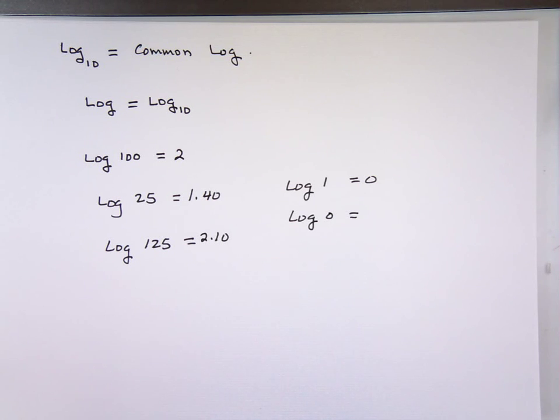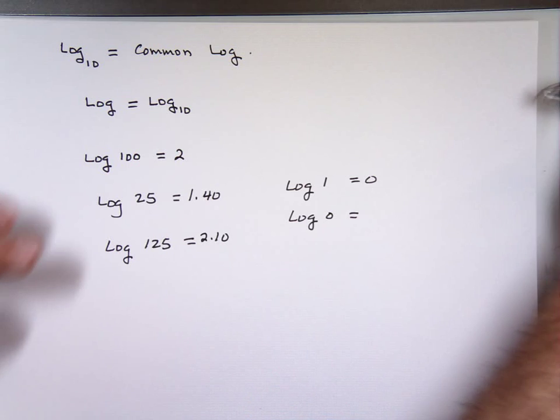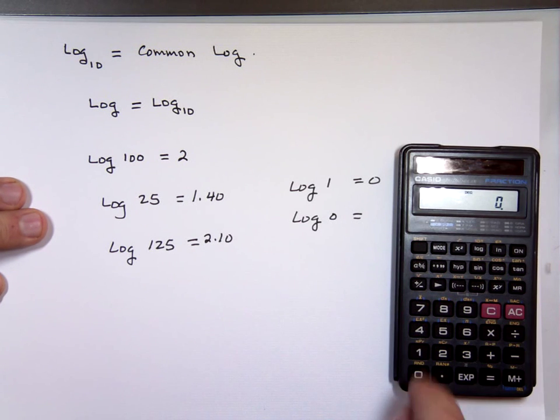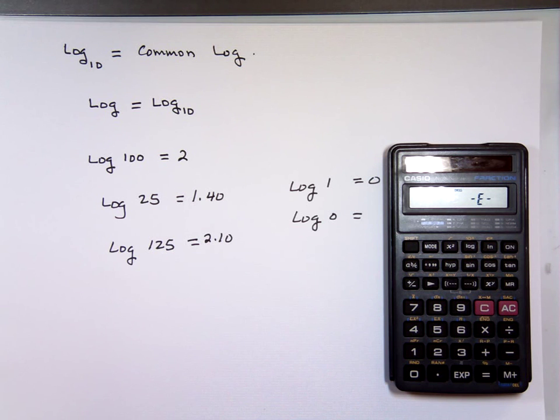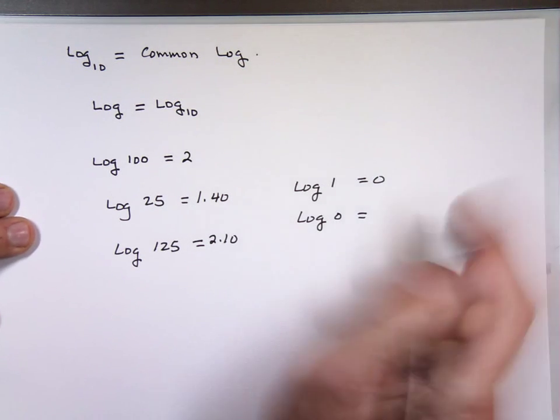What's the log of 0? Oh, you're forgetting the rule. You can't take the log of a negative number or 0, right? So if you try that on your calculator, here we go, 0, and say give me the log of it. It should say error. Can't take the log of a negative number or 0.